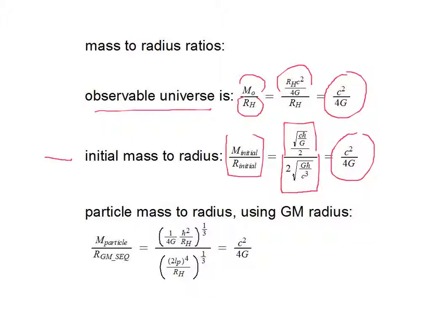Now we're looking ahead a little bit, not far, we'll be there shortly, but if we take the ratio of the mass that we claim is the particle mass, divided by what we claim is the particle radius, and take the ratio of the two, we also get c squared divided by 4G.